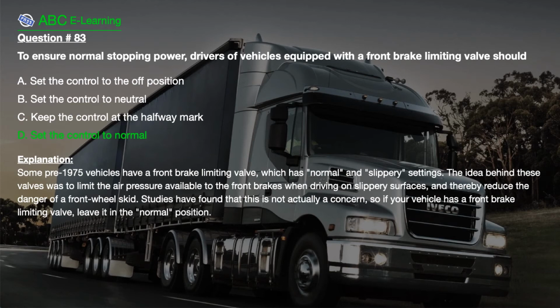Explanation. Some pre-1975 vehicles have a front brake limiting valve, which has normal and slippery settings. The idea behind these valves was to limit the air pressure available to the front brakes when driving on slippery surfaces, and thereby reduce the danger of a front wheel skid. Studies have found that this is not actually a concern. So if your vehicle has a front brake limiting valve, leave it in the normal position.